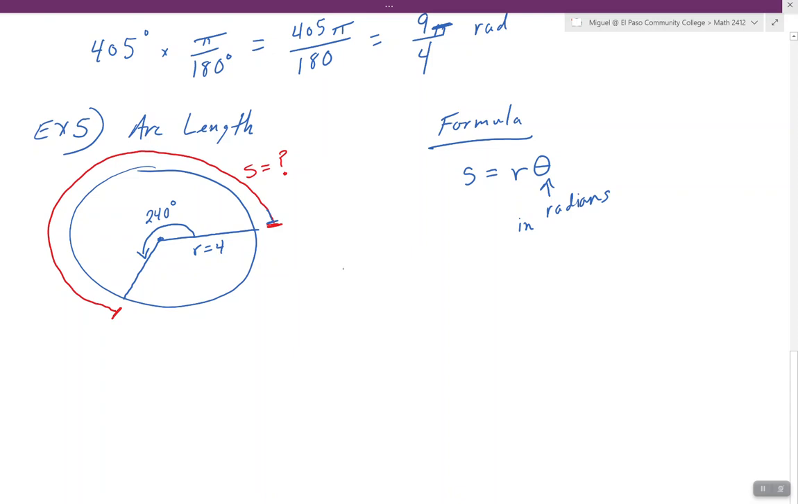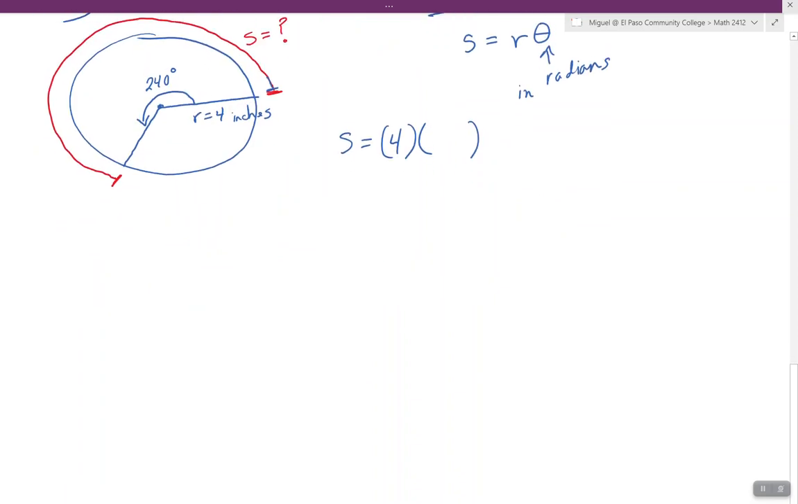So if I'm looking for s, r here is 4, and it's actually 4 inches. And what is theta? 240 degrees. Can I plug that in? No. I have to change it to what? Radians. Good. So be careful with those. I always have people miss these on the exam, and mainly it's just because they plug in the degrees instead of plugging in radians.